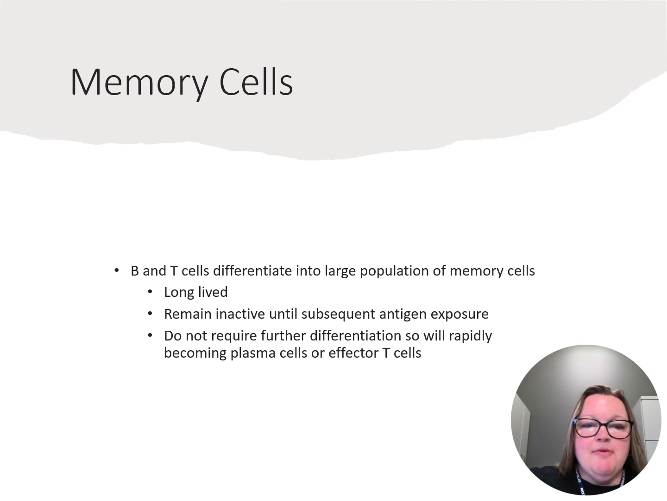Memory cells are made up of both B and T cells. Memory cells are very long-lived and a part of a very large population. They remain inactive until there's an exposure of the same antigen. Know that memory cells do not require much transformation. They rapidly become new plasma cells or effector T cells without the interactions we talked about in the T and B clonal selection.